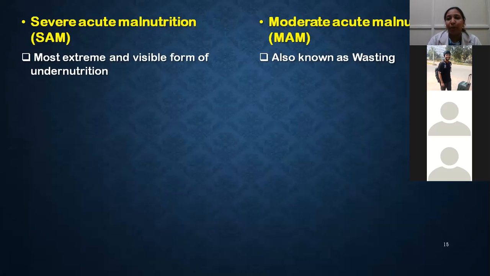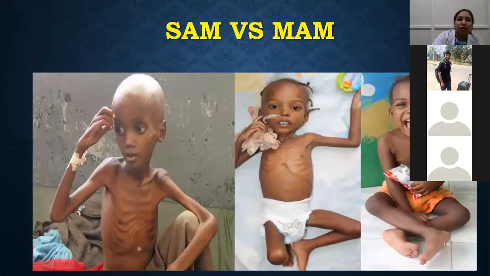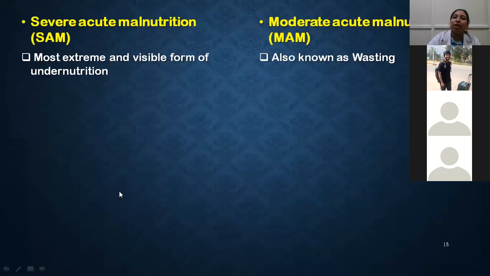Coming to the differences between SAM and MAM, which you have to know. SAM is the most extreme and visible form of undernutrition. So just by seeing the child, you can tell that it's a SAM child. Here you can see in the first picture how the ribs are so prominent, how thin he is, the arms and all. Just by a mere look you can identify the child. So that is a case of SAM.